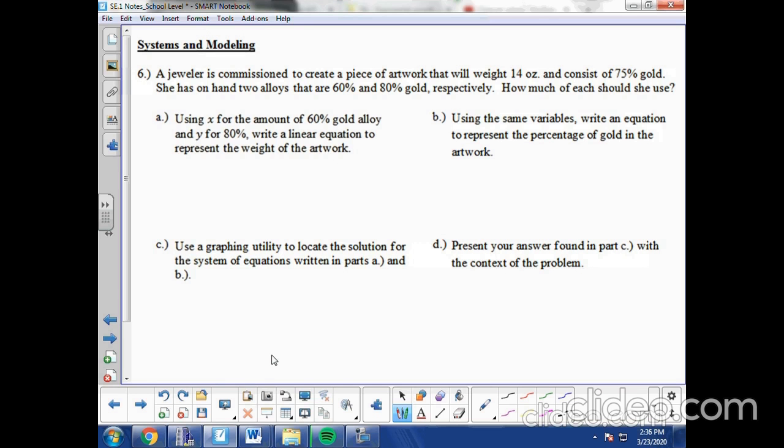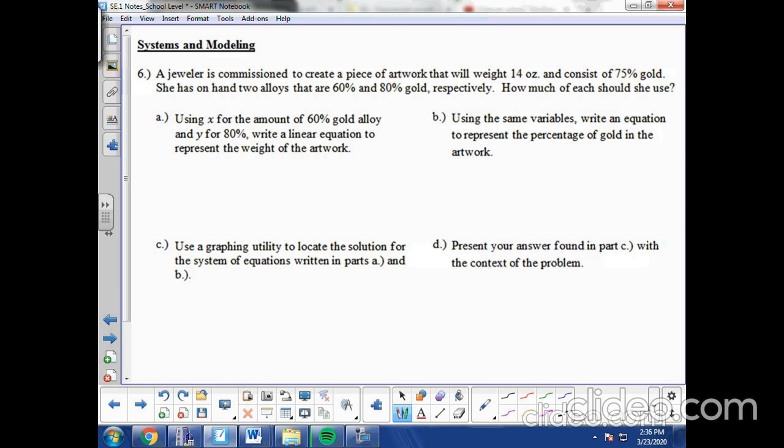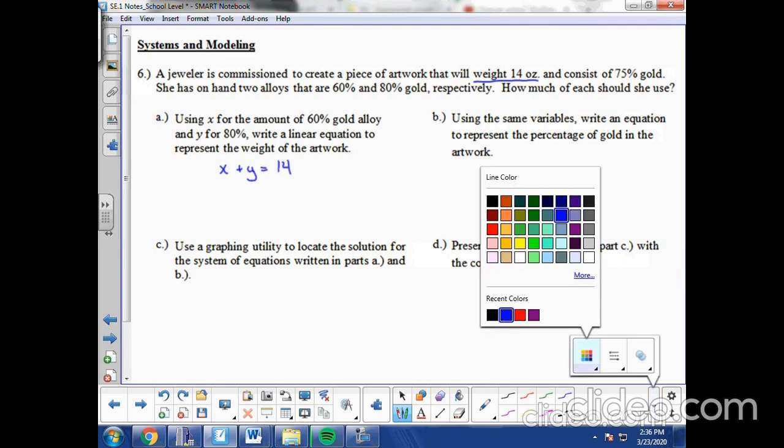Well, what we know about the weight of the artwork, if I go back to the original problem, is that at the end it has to be 14 ounces. So whatever she uses of 60%, x, and whatever she uses of 80%, y, that has to equal 14. It says using the same variables, write an equation to represent the percentage of gold in the artwork.